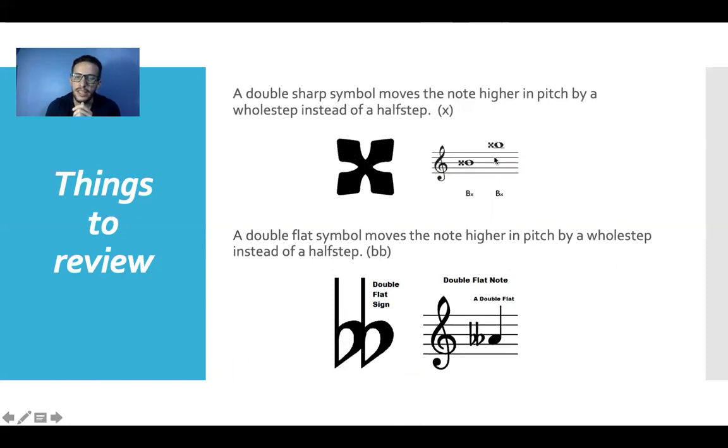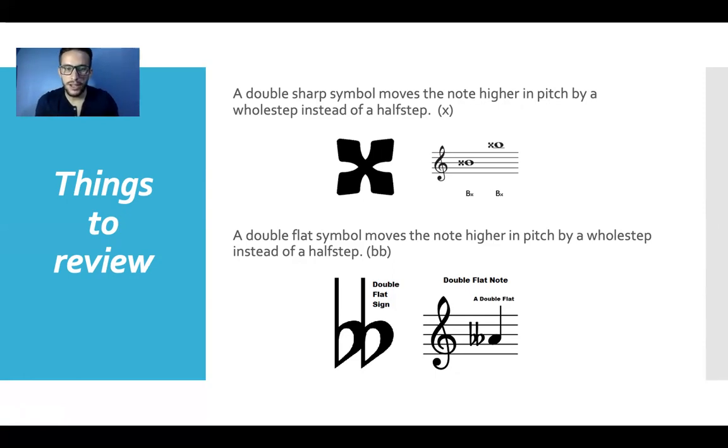This is how you put it in the staff. Remember that in the staff, the double sharp will go on the left of the note. But when you write the note with letters, then the double sharp symbol goes on the right. Then we have a double flat symbol, which moves the note lower in pitch by a whole step instead of a half step. So again, the flat moves the note lower in pitch by a half step. The double flat does it by a whole step.